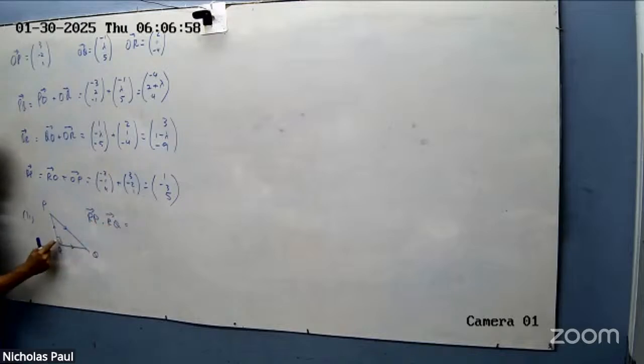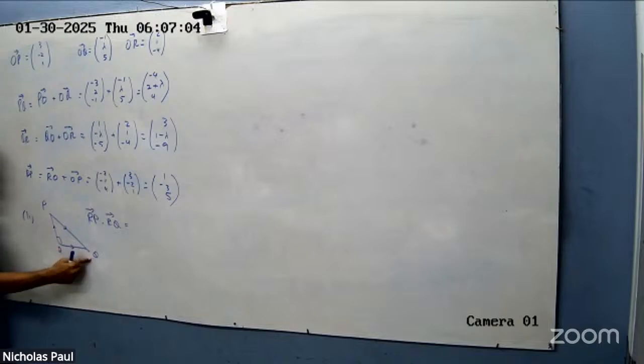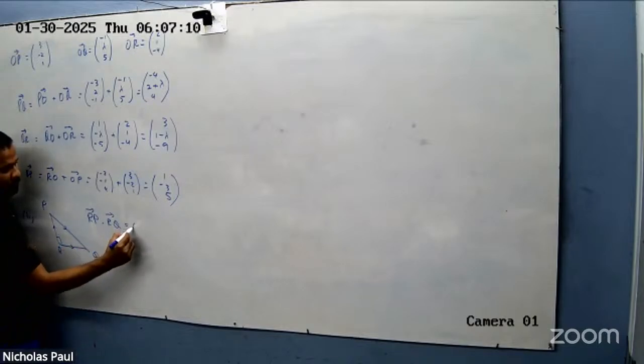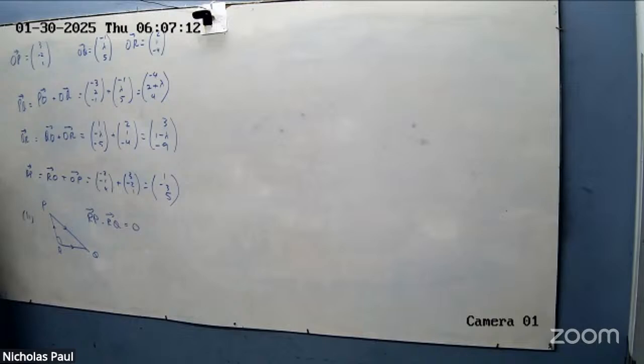Because here is the 90, we could say that RP multiplied by RQ, what is that equal to? RP dot RQ, because it's perpendicular, is equal to 0. Right? Are you done? That's okay? So the diagram here was important to know.